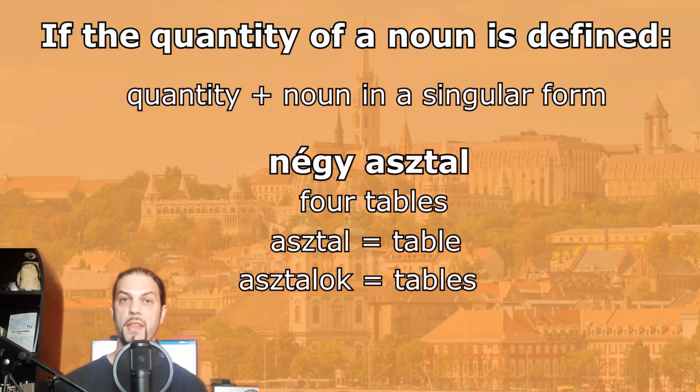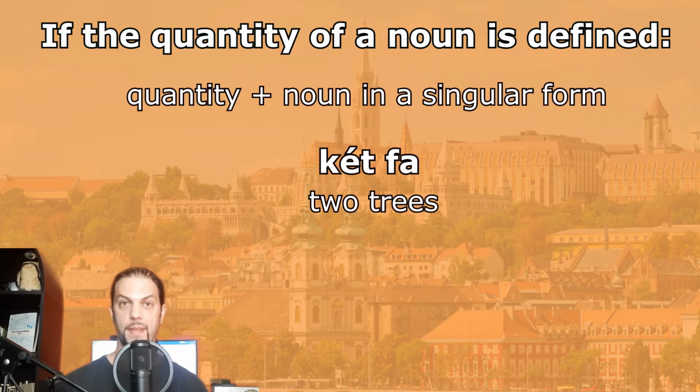Same with something like 2 trees. In Hungarian it's két fa. So in cases like this we use the singular form of the noun because the number before that already indicates the plural form. And the same thing happens when you say things like lots of trees, some trees, few trees, etc.